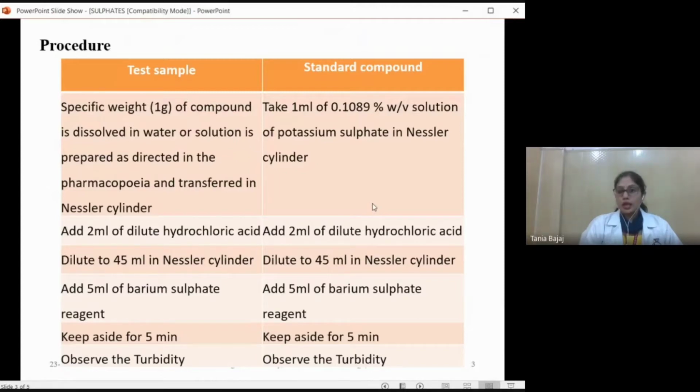Now let's see how the standard solution is prepared. For that you need to take 1 ml of 0.1089% weight by volume solution of potassium sulfate in a Nessler cylinder. To it, 2 ml of dilute hydrochloric acid is added, which is then diluted to 45 ml in the Nessler cylinder. Add 5 ml of barium sulfate reagent to the same Nessler cylinder, which was previously diluted up to 45 ml, which is then kept aside for 5 minutes and the turbidity is visualized.